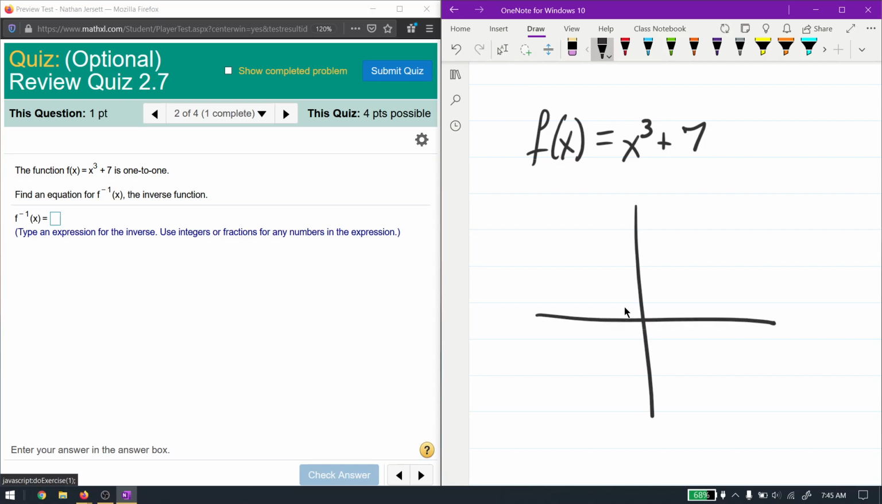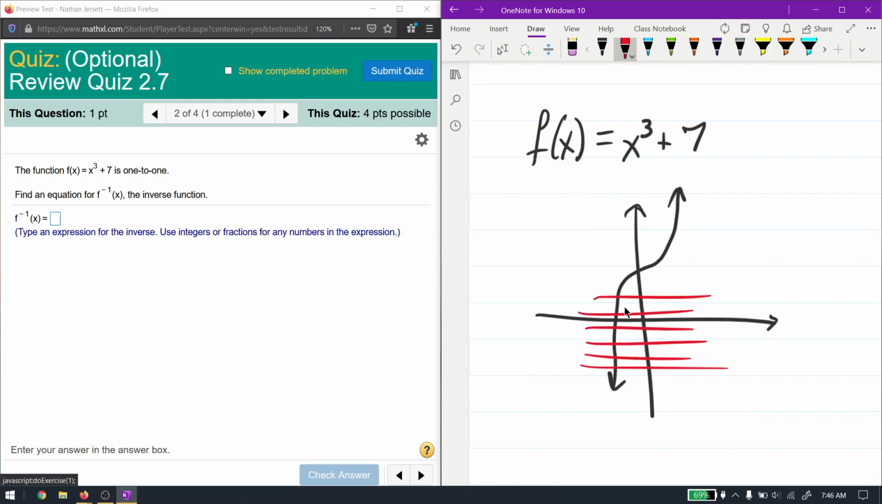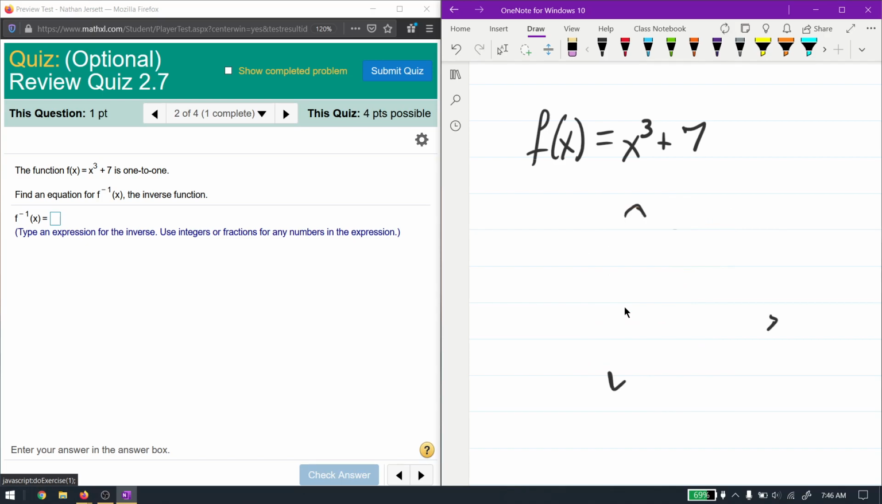So if I were to graph this thing, it looks something like this. It would be up here at 7. And you can take a horizontal line wherever you want. Let me do some different color. A horizontal line wherever you want, and it only ever crosses it at one spot. That means that this function has an inverse, and we can find it.